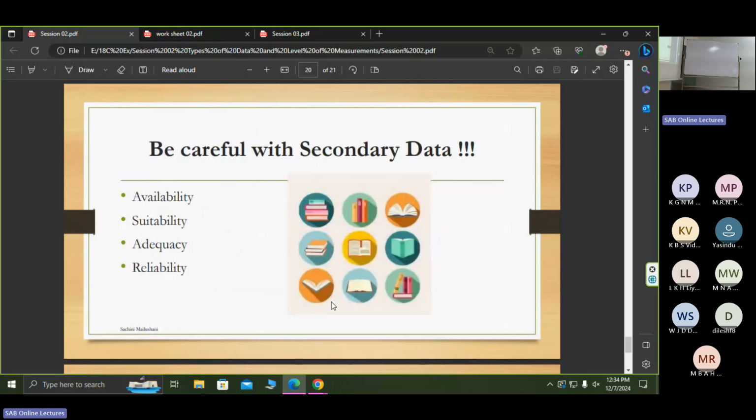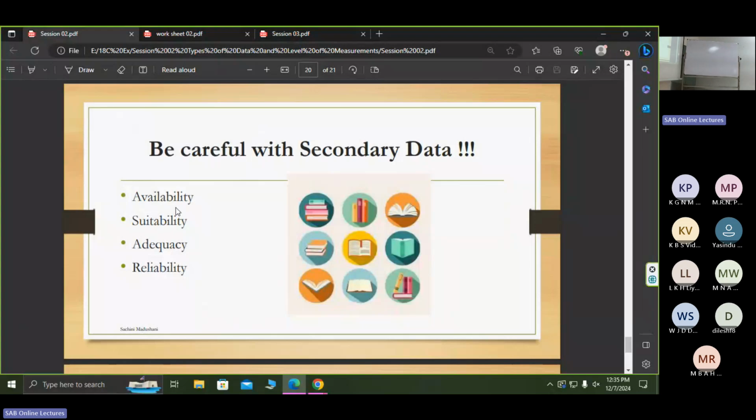In secondary data, we do not need to collect the data because it is already available. Based on our study, we select the relevant source and find the data. But be careful with secondary data. It is normally not easy to use. We need to check these four criteria before using secondary data. What's the first one?